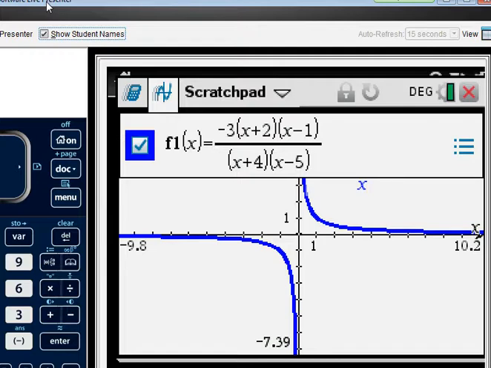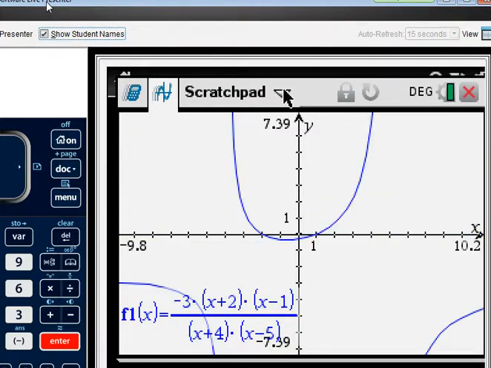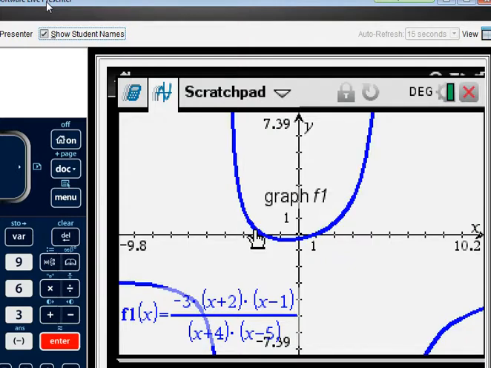And I'm going to hit enter. So you're going to get something that looks like this. Now, do you guys see right here? We crossed the x-axis in these places. That's what it says when it wants to know when it crosses the x-axis. It is also the zeros. So it's -2 and 1.